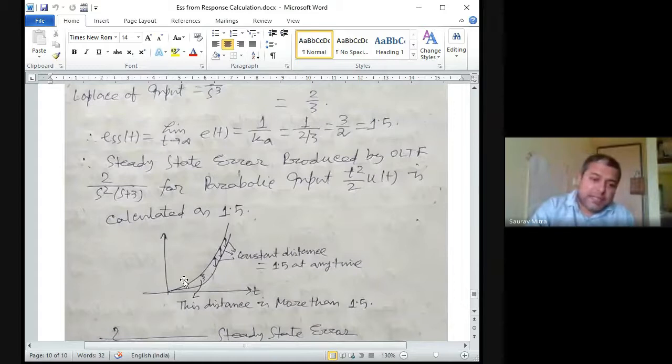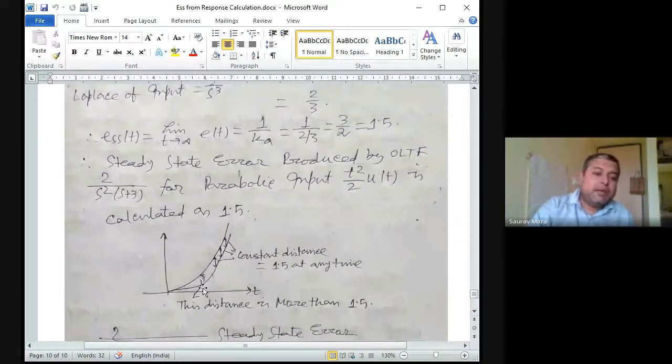So here you are finding that the input will be rising like this. This is t square by 2, and here is the output response. Both are going to infinity as t tends to infinity, but the distance between them is constant. Initially it will be a little bigger. Initially there is a backlash time.